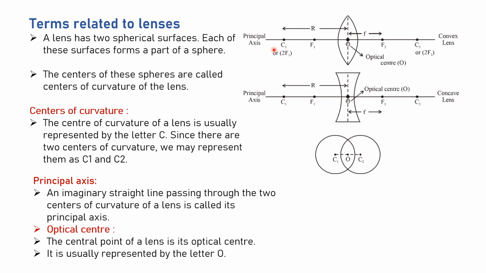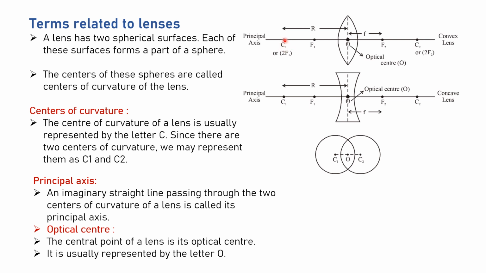So in case of lenses, we have two centers of curvature. This is C1 and C2, because this lens is made up of two spherical surfaces, so definitely it has two centers of curvature. The center of curvature on the left hand side is C1. We also call it 2F1, because the center of curvature is double of F1. Now what is F1? F1 is a focus on the left hand side. C1 is the center of curvature on the left hand side.